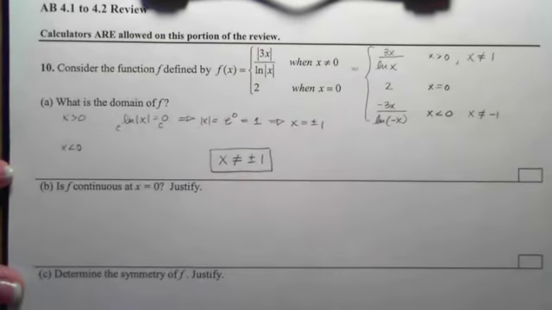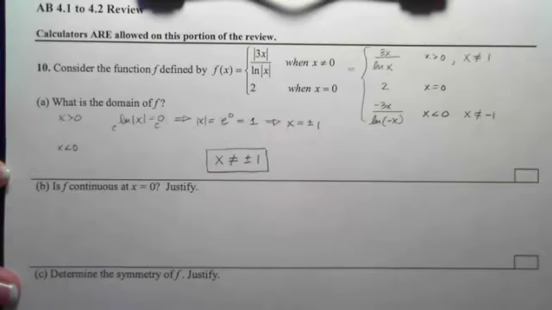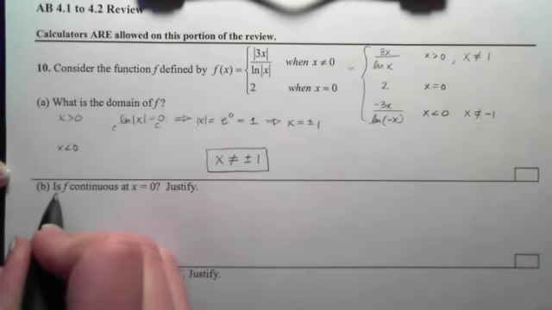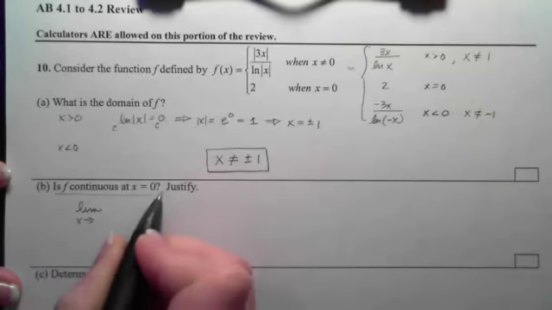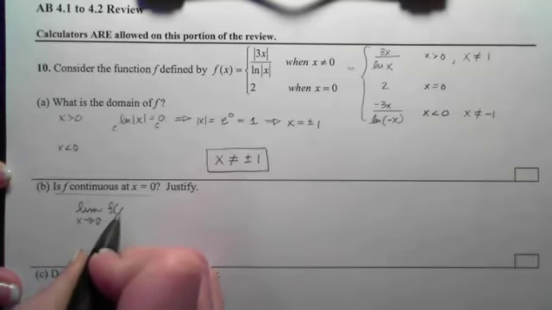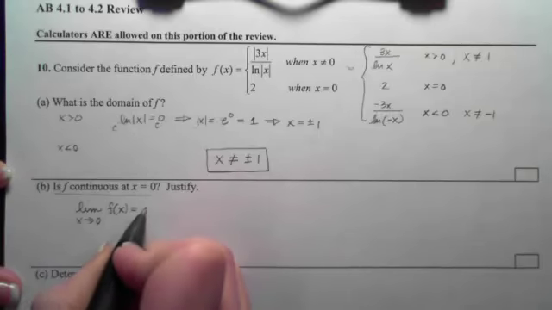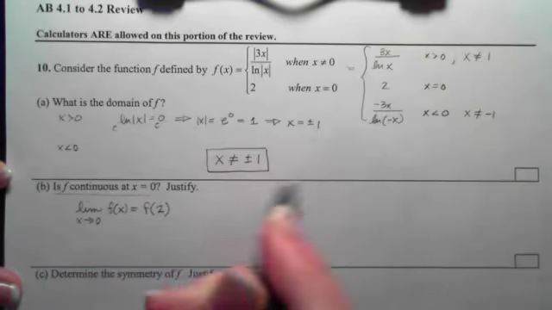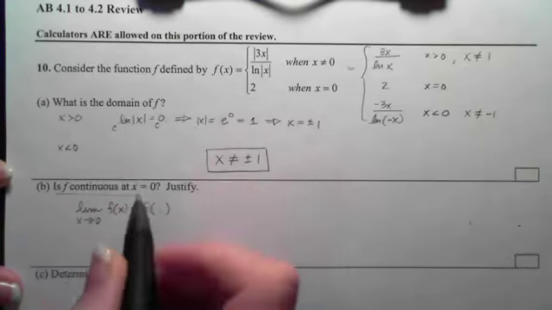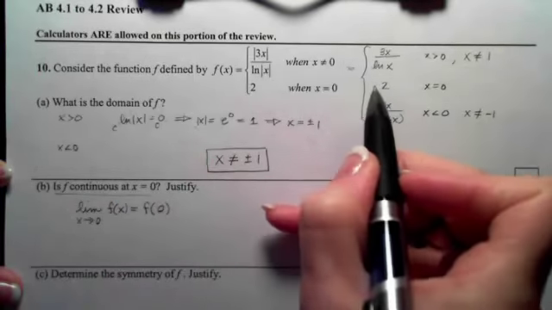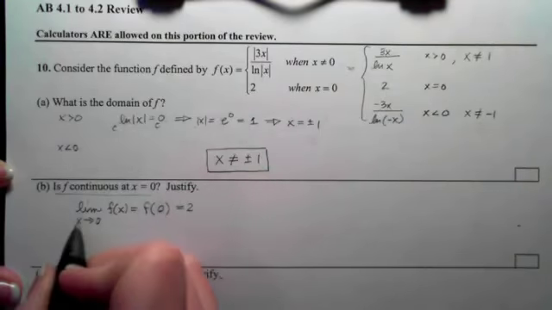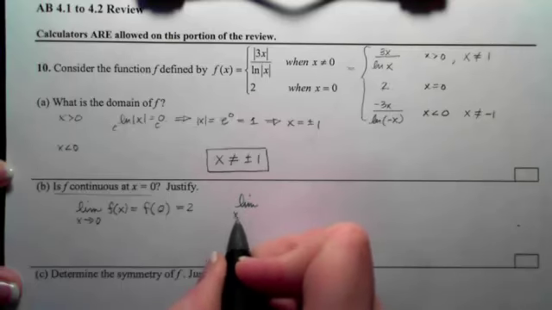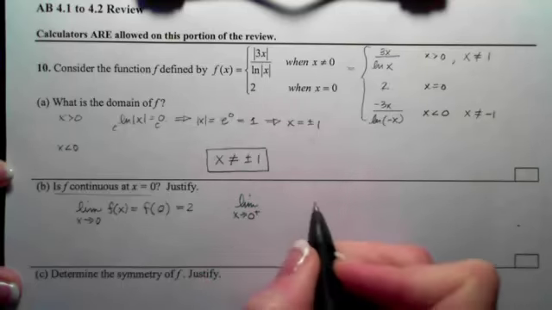Part B says, is f continuous at 0? And we need to justify. So remember, if in a free response you're asked about continuity, you have to write down what continuity means. So that would be the limit as x approaches 0 of the function values should be the same as whatever the function spits out when you plug in a 0. So if we look at what comes out when I plug in a 0, it's a 2. So we need to figure out whether that two-sided limit, as we're approaching 0, is indeed 2.